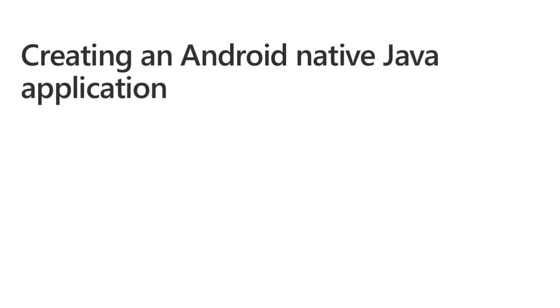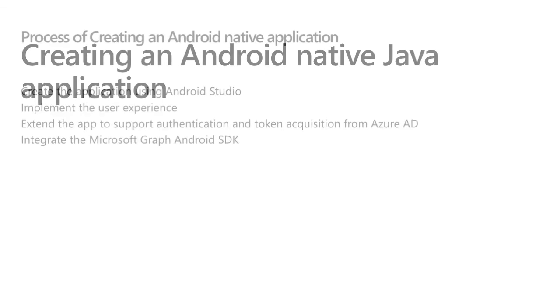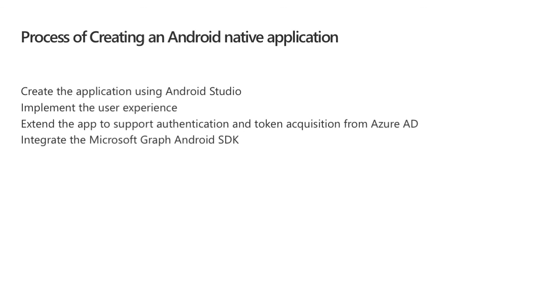So let's look at what is involved in creating an Android native application. The process is that I would recommend that you first create the application using Android Studio. The second step is going to be to implement the user experience, so get a flow of how the application is going to work. Then the next step is going to be to extend the application to support authentication and token acquisition from Azure Active Directory. And once that's done, then we can use the tokens that we obtain to call the Microsoft Graph using the Android SDK that's provided from Microsoft.